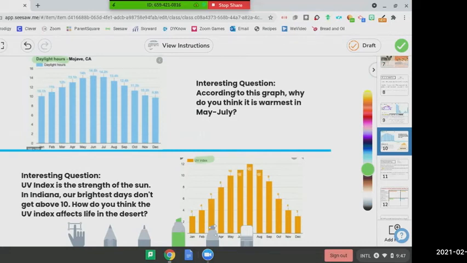So with that in mind, let's look here. According to this graph, why do you think it is warmest in May through July? So here's May through July, and I notice that those are the tallest points of daylight hours. So to me, it makes sense that these are the warmest because those are the days that have the most sunlight. And we know that the sun is warm. So the more sun that's out, the warmer it's going to be inside of that climate region. So in May through July, we see the longest days in the desert, which makes sense that those are also the hottest months. Questions about that?